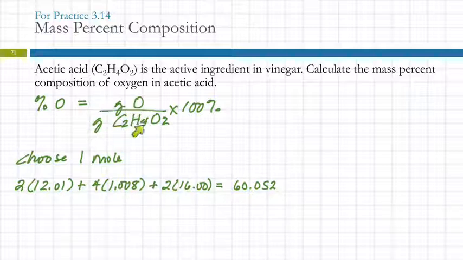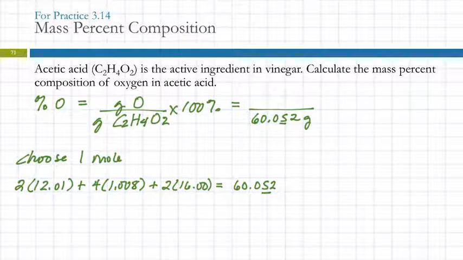Now, in this problem, we don't have any experimental data numbers to limit our significant figures. So here the sig figs are going to be limited by the number of sig figs that I'm using in my molar masses. So this is going to be 4 sig figs. Okay, so that's the mass of the compound, 60.052 grams. What is the mass of oxygen in that compound?